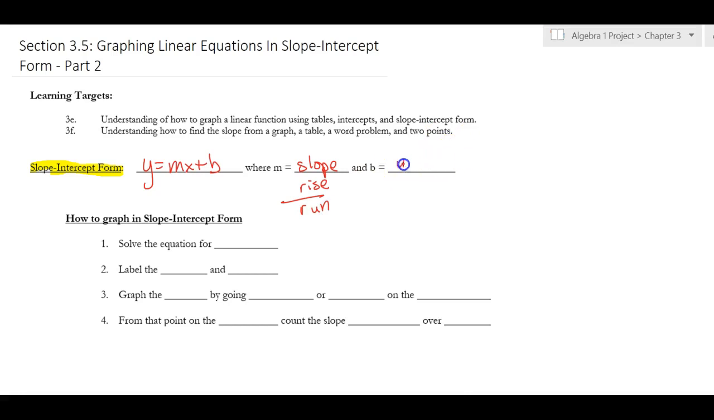And b, this is the new thing. This is your y-intercept. We found y-intercepts before by covering up the x, and then your y-intercept was there. You could do the same thing, but really, because we're going to have it written in this form, it's just your b value.